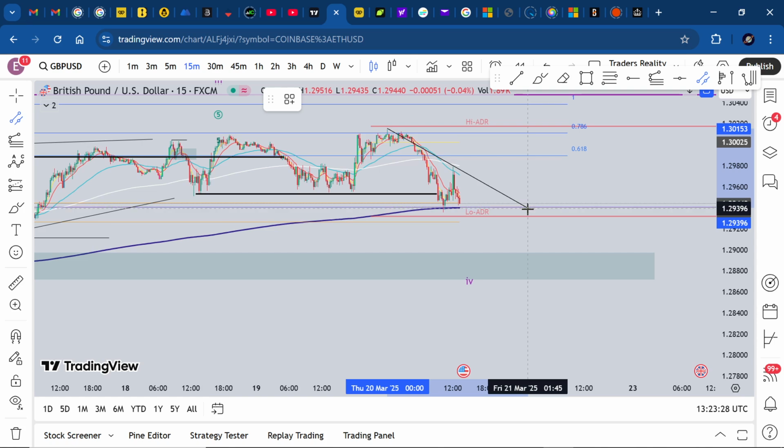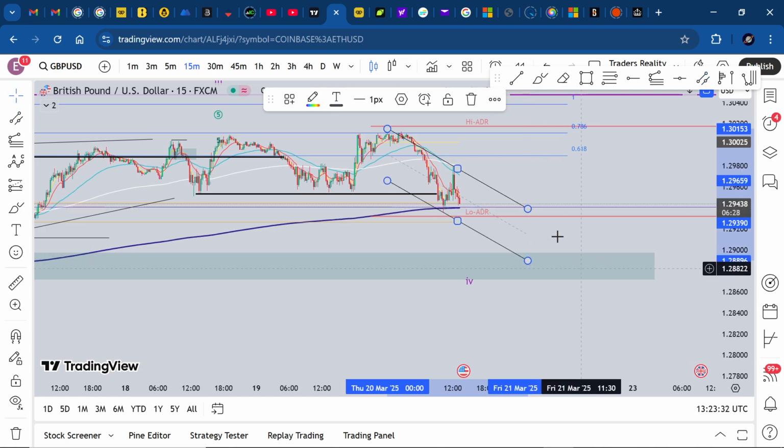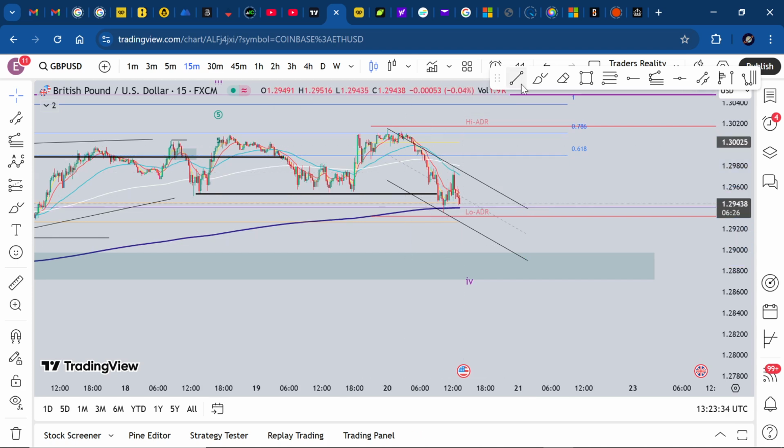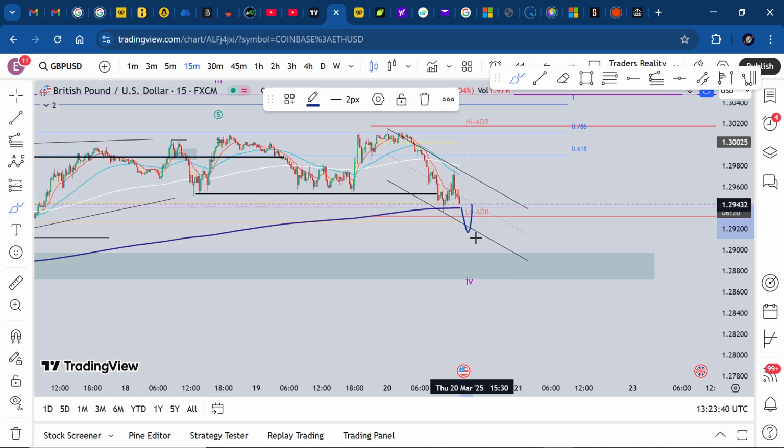Drawing the channel from the start of A to the end of B to the end of C, and I am expecting to leave this channel at some point, but to re-enter it, something like this.